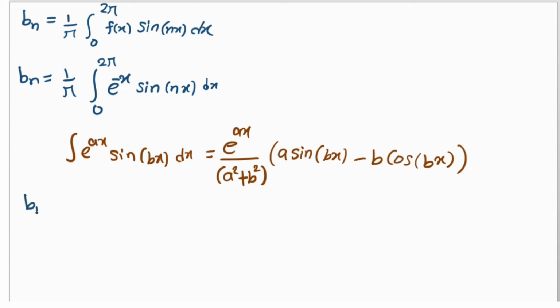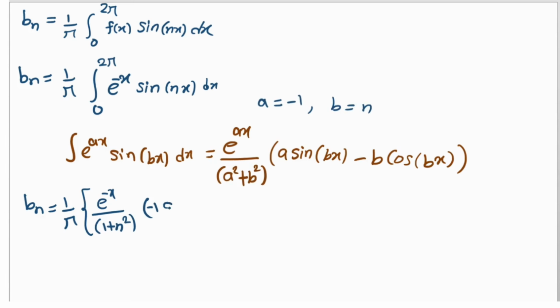here, bn is 1 upon pi as it is. It is e raised to power minus x upon 1 plus n square. A is minus 1. Here again compare the terms. So a is minus 1 and b is n into sine nx minus b cos nx. Again, if we put upper limit minus lower limit in sine, this term is 0 for upper limit as well as lower limit. That means we only have to put upper limit and lower limit in the cos term.